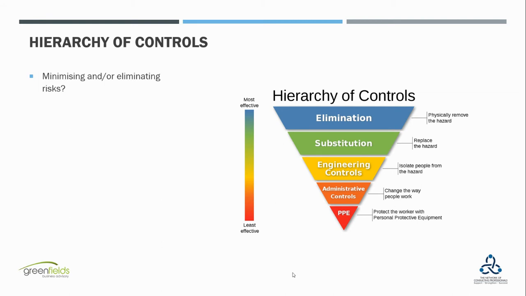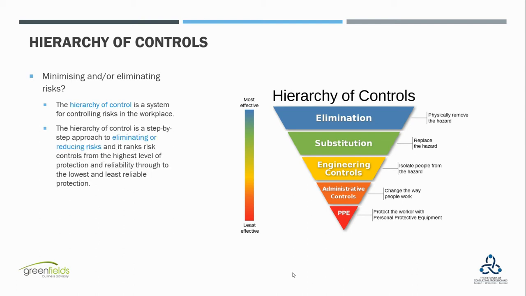One is the hierarchy of controls. In minimising or eliminating risks, the hierarchy of control is a system for controlling risks in the workplace. The hierarchy of control is a step-by-step approach to eliminating or reducing risk, and it ranks risk controls from the highest level of protection and reliability through to the lowest and least reliable protection.